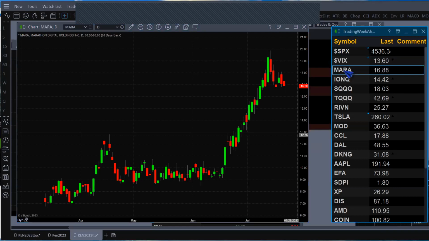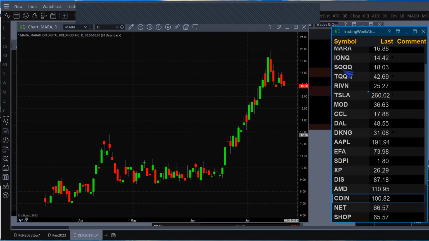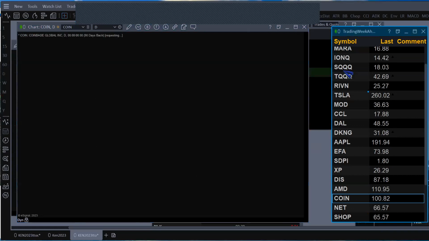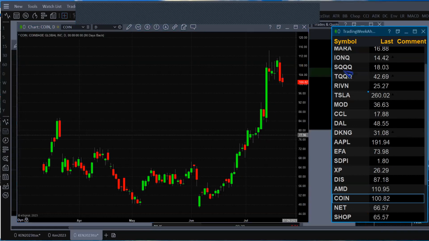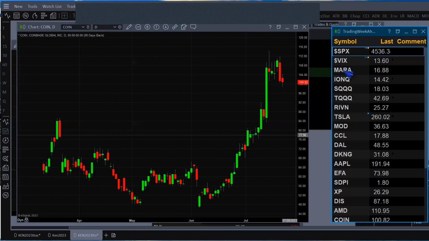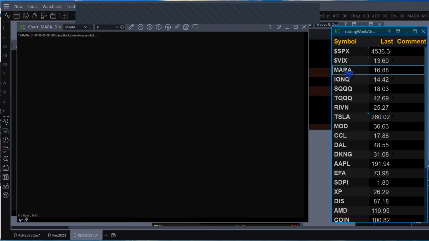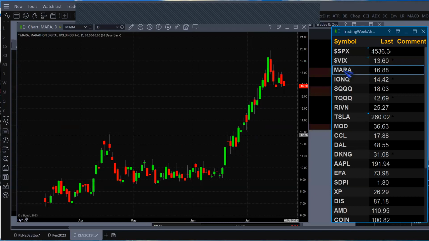Our Bitcoin plays like Marathon and Coinbase and Riot and others of its ilk are running into significant resistance up here. So I would not be long up here. In fact, I told my traders to sell the Bitcoin plays, I think it was back on Thursday, because of this recent pattern. Now, for those who know my professional trade approach, what's this pattern tell us?